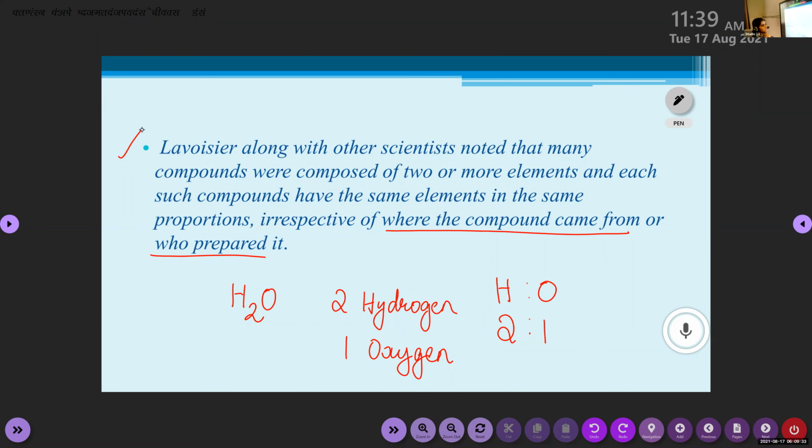Lavoisier along with other scientists noted that many compounds were composed of 2 or more elements, and each such compound has the same elements in the same proportions, irrespective of where the compound came from or who prepared it. If you prepare the same water in a laboratory, it also has the same proportion or same ratio, that is 2:1. Not only in the case of the water molecule, all other compounds are made up of the same elements. They have a constant proportion or a constant ratio.